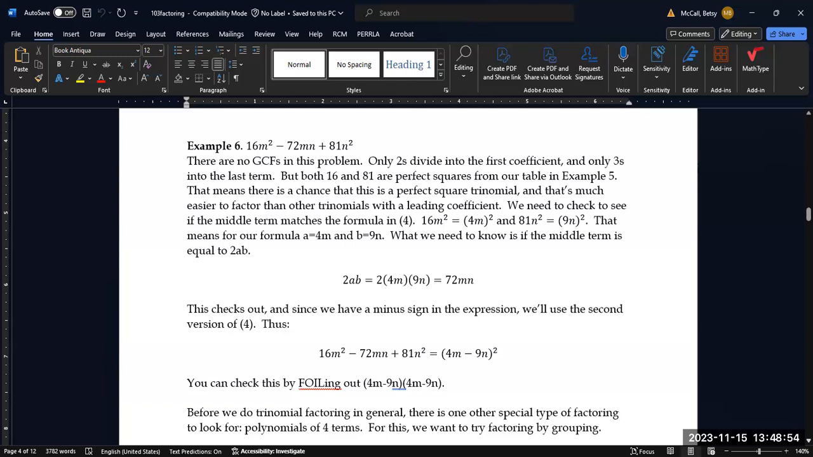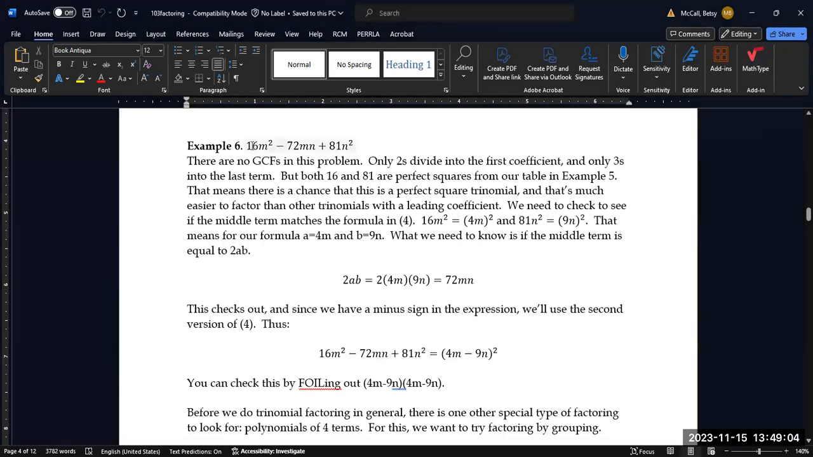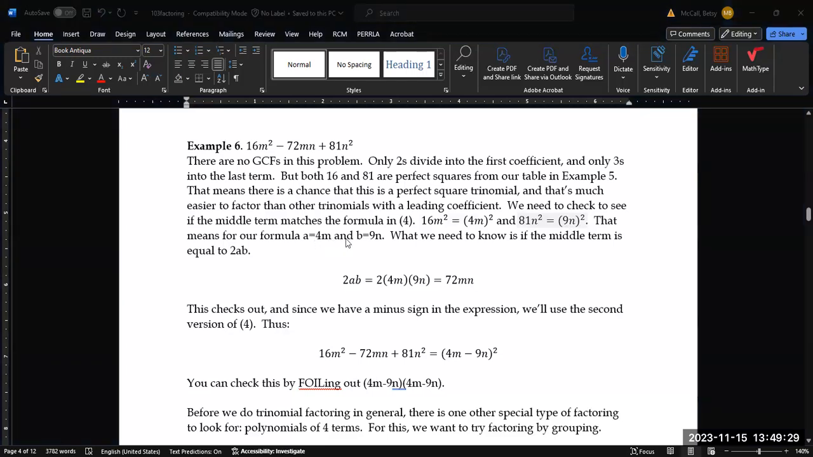So what we're going to look at is, if this is a perfect square trinomial, then the first term and the last term have to be perfect squares. And the 16 is in fact a perfect square, and m squared is a perfect square. And so that is equal to 4m quantity squared. And then the last term, our other perfect square, is 81n squared. 81 is the square of 9, and of course n squared is the square of n. So this whole expression is 9n quantity squared. So for inserting into our formula, A is 4m and B is 9n.